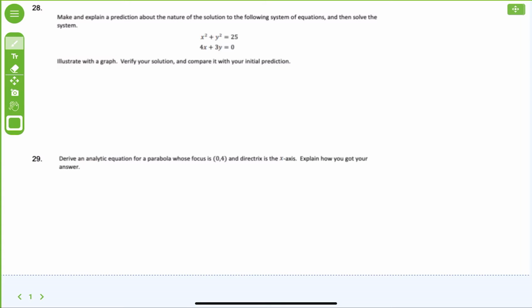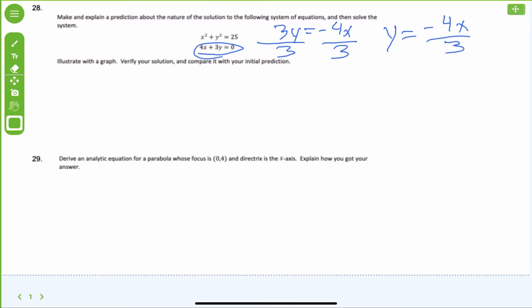So illustrate with a graph, verify your solution, compare. Okay, so let's first just solve for these. First thing I'm going to do is put this into y equals. What we would do is move 4x to the other side. So we would have 3y is equal to negative 4x divided by negative 4. Nope, don't want to do that. We want to divide by 3, so we want y by itself. So y is equal to negative 4x over 3.